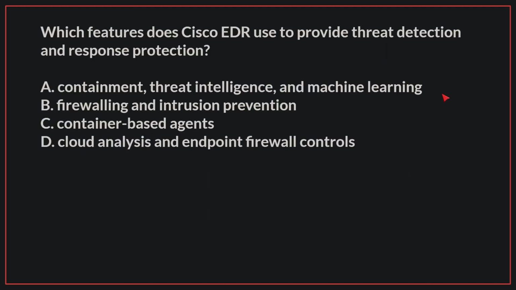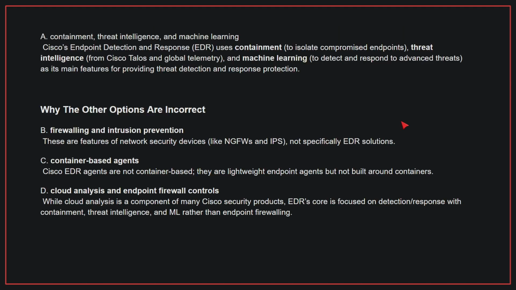Which features does Cisco EDR use to provide threat detection and response protection? The correct answer is A. Containment, threat intelligence, and machine learning. Cisco's EDR uses containment to isolate compromised endpoints, threat intelligence from Cisco Talos and global telemetry, and machine learning to detect and respond to advanced threats, as its main features for providing threat detection and response protection.